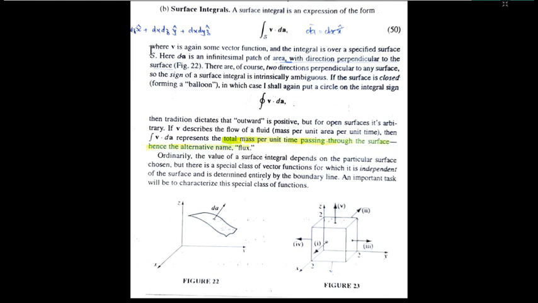Okay, फिर से पढ़ते हैं. So v is again some vector function and the integral is over a specified surface S. कोई एक S नाम की सरफेस पे वेक्टर फंक्शन v का आप इंटीग्रेशन कर रहे हो.